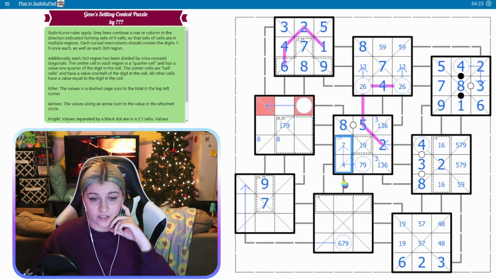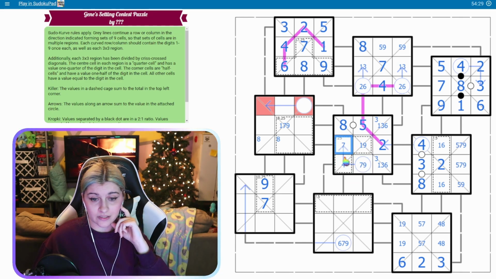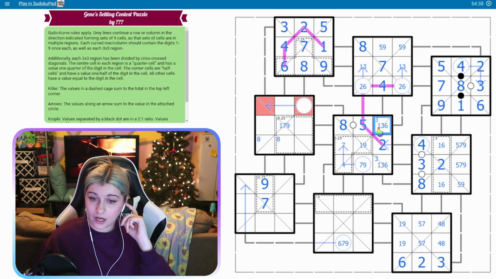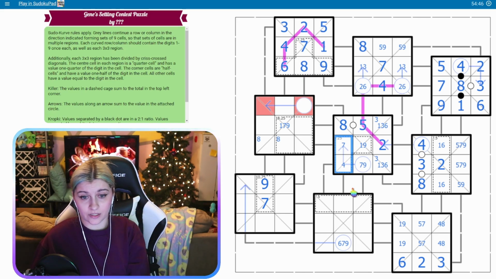So I do still have an option for 9. It would be 7 4. This would be a 1. This would be a 9. This would be a 7 4. This would be a 3 6. Okay. If this is a 9 and this needs to sum to 7, 1, 6 is an option.